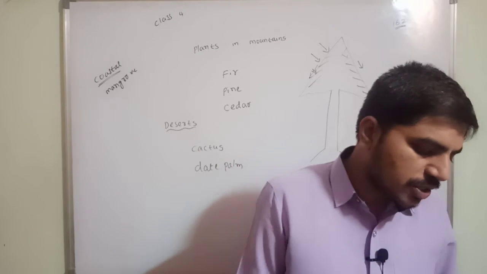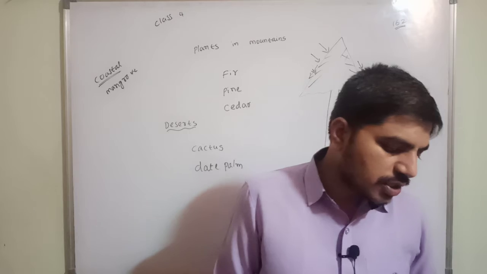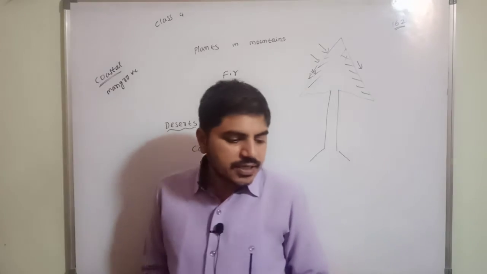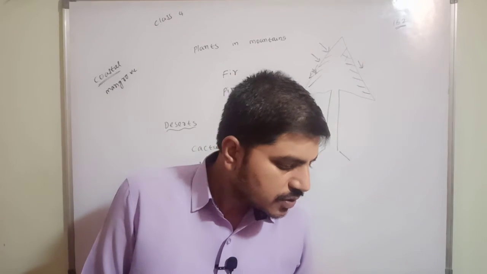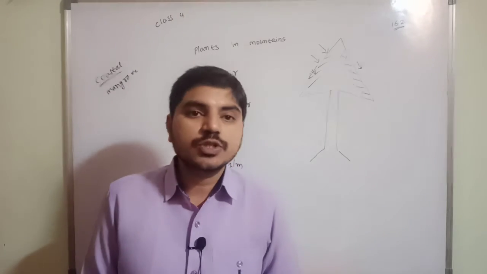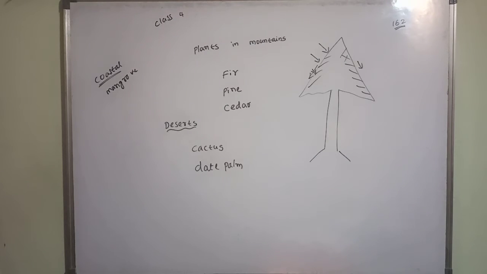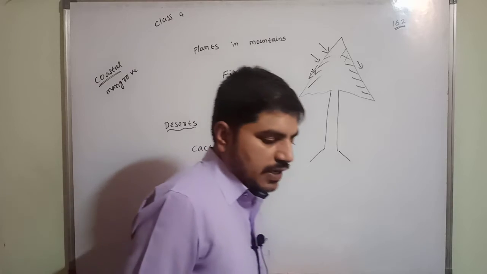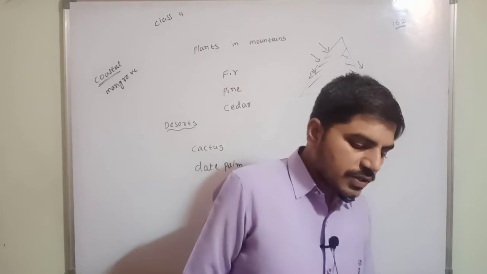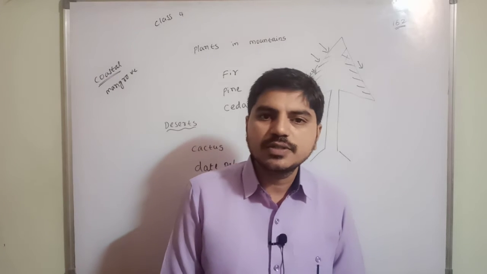Special adaptations in plants are there. Special adaptations in plants means insectivorous and saprophytic plants. Okay, insectivorous plants are very interesting. I'll explain. Very nice. Okay. And here you can see insectivorous plants. What is the meaning of insectivorous plants? Do you know what insectivorous plants means?